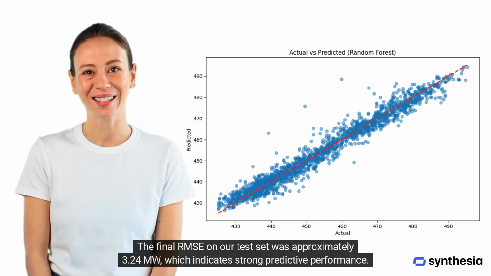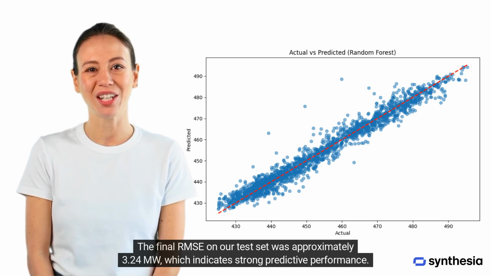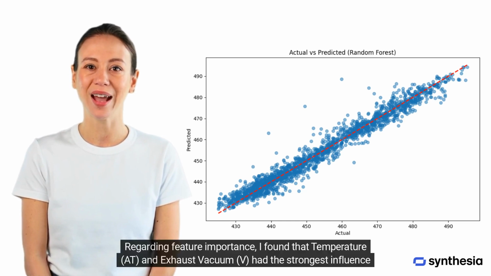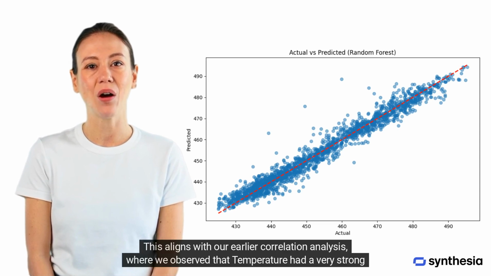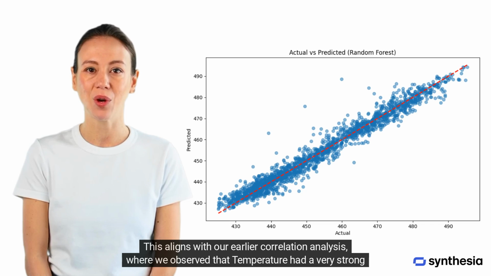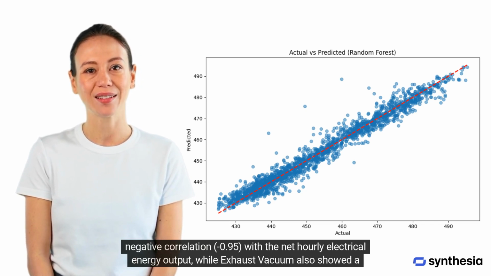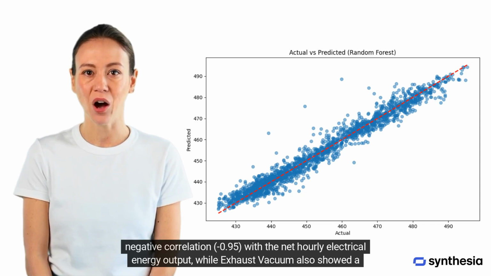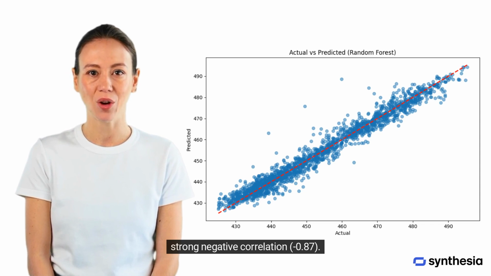The final RMSE on our test set was approximately 3.24 MW, which indicates strong predictive performance. Regarding feature importance, I found that temperature, AT, and exhaust vacuum, V, had the strongest influence on our predictions. This aligns with our earlier correlation analysis, where we observed that temperature had a very strong negative correlation, minus 0.95, with the net hourly electrical energy output, while exhaust vacuum also showed a strong negative correlation, minus 0.87.